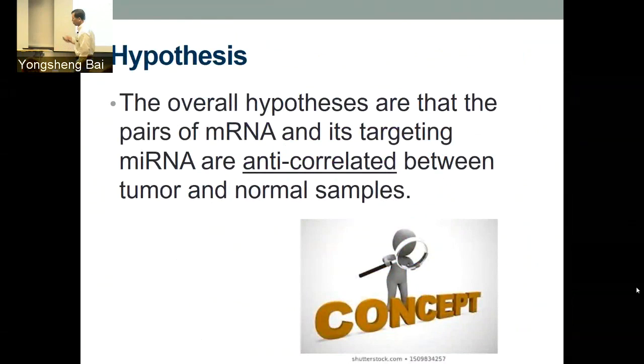So to do this, we want to make a hypothesis. The hypothesis is that between tumor and normal samples, for the microRNA and its targeting mRNA, their pairs' correlation coefficients are in the opposite direction, or we call it anti-correlated here. That means in tumor samples their relation could be positive, but in normal samples it will be negative, and vice versa.